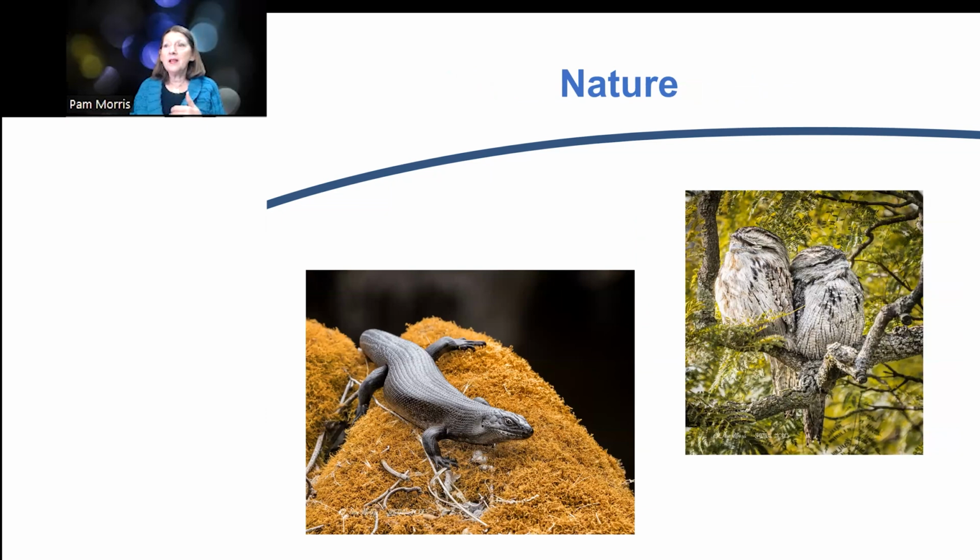Nature photography, the same thing. We need to think about what the subject is, but what's the foreground, what is a complementary background, and how do we layer the image to make it more interesting while still keeping it simplified.